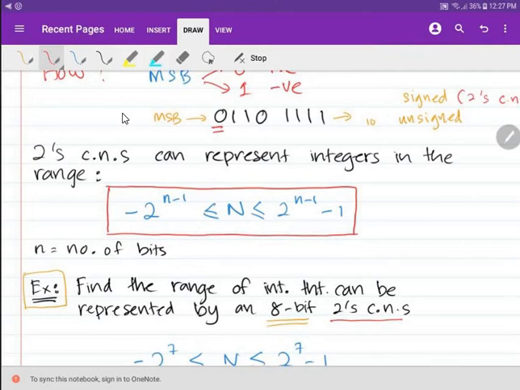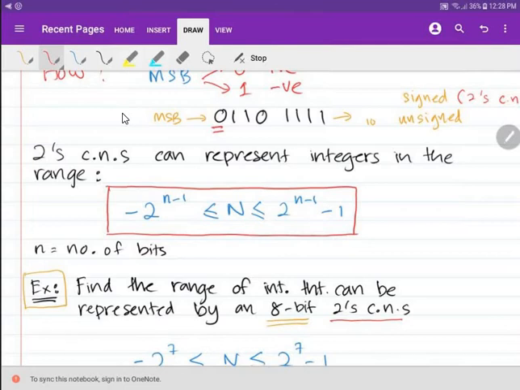So you use this formula. Remember this formula. This will be very important. Whenever it mentions 2's complement number system, you need to follow this formula. The formula goes: negative 2 to the power of n minus 1 is the negative range, and the positive range is 2 to the power of n minus 1, minus 1.